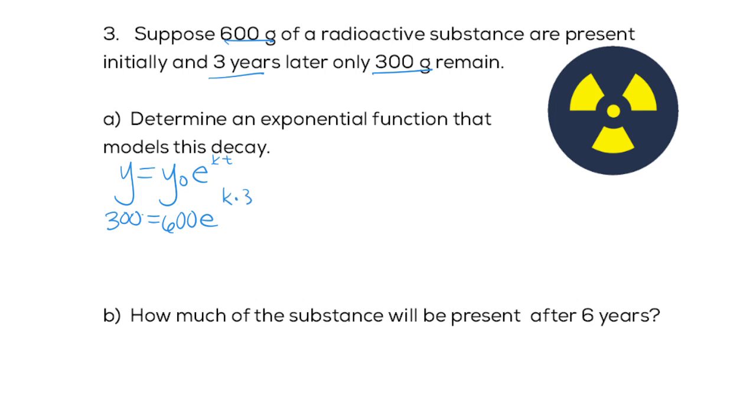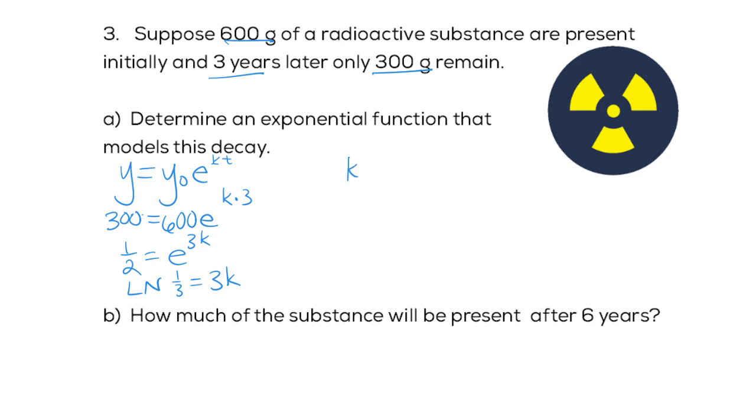E to the K times 3. First thing you're going to do is divide by the 600, and you get a 1/2 right here. If you're trying to double something, you end up with a 2 there. I'm doing a half-life, so it's going to be a 1/2. E to the 3K, and then you switch to a natural log. And then you just go straight to your calculator. You do natural log of, in parentheses, 1 divided by 3, and then divide it by the 3.